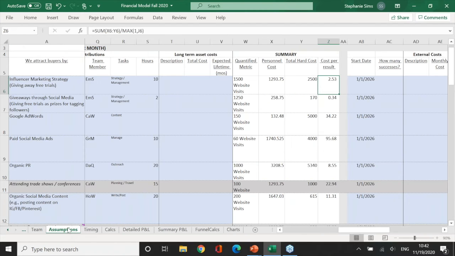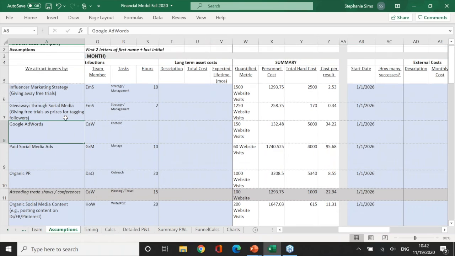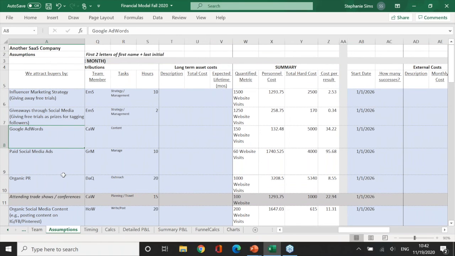I do think that the concept of having your assumptions separate and being able to say to an investor, here's what we're assuming, and here's our cost per result, is going to be very impressive and going to allow you to really change the discussion around your financial model. Instead of it being, I don't believe you, or that'll never work, you can actually show an investor the specific steps you're going to take and how much those steps are going to cost you.